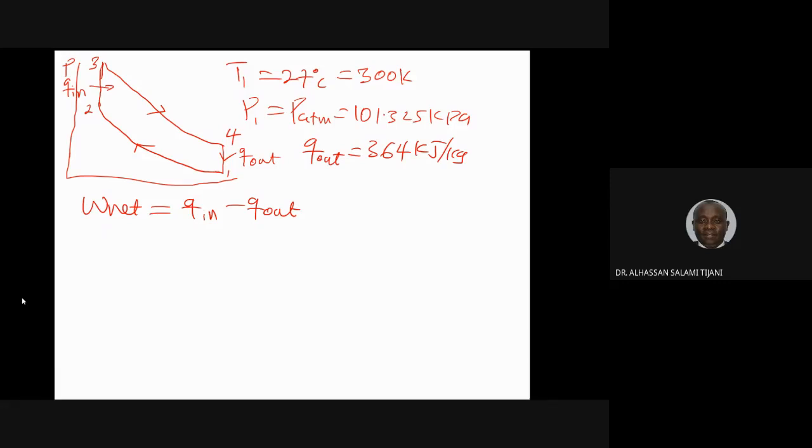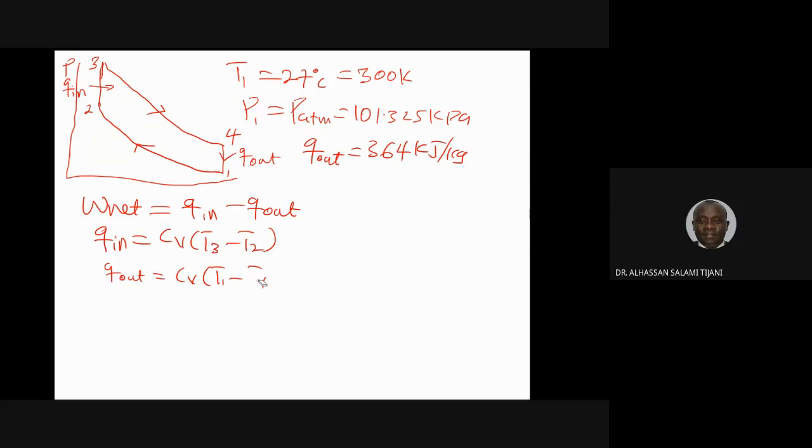So we need to take note of the equations for Q in and Q out respectively. By definition, Q in equals Cv into bracket T3 minus T2. And then Q out equals Cv into bracket T, that gives us T1 minus T4. Oh sorry, it should be T4 minus T1, very sorry. So T4 minus T1.